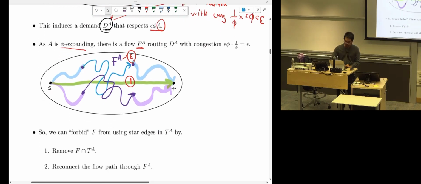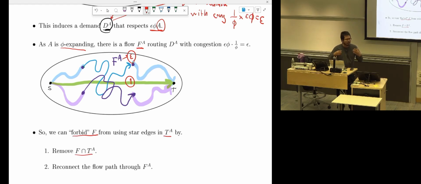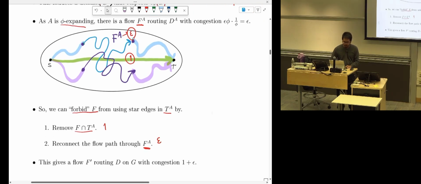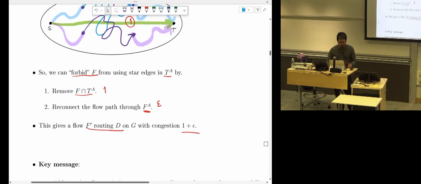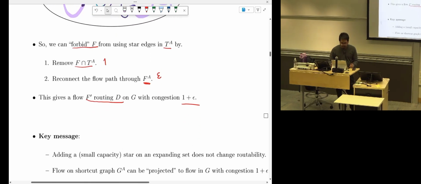So again, basically we can forbid F from using the star edges just by removing the thing on the star, and then just reconnect the flow path using the flow between A. This one has congestion 1, this one has congestion epsilon, so you get a flow routing the same demand with congestion 1 plus epsilon.